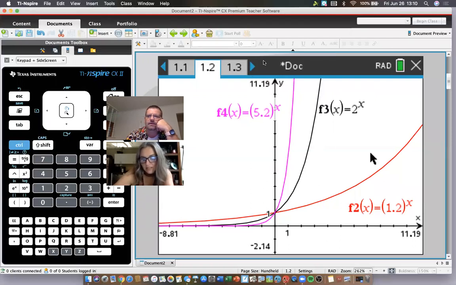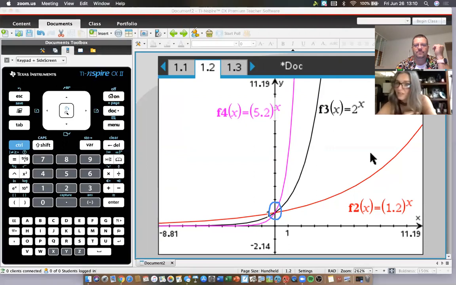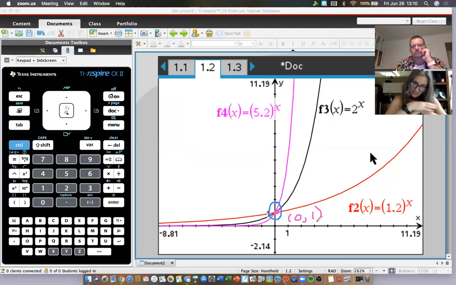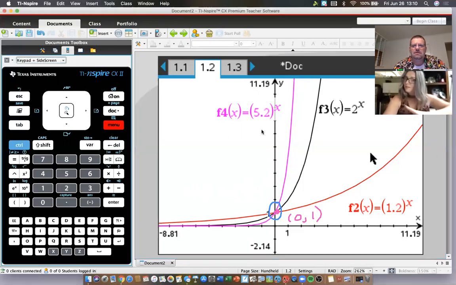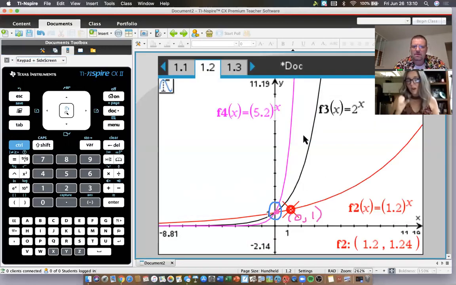So the first thing I notice is they all have the same y-intercept. I try to find the things that they have in common before I try to find the things that are different. That's just the way I look at things. Another thing they all have in common, and we've already talked about asymptotes, is that they all appear to be approaching the x-axis. That pink one looks like it might be on the x-axis though, so I might need to investigate that a little bit. And then they're all increasing. Those are the things that are common that I see right off the bat.